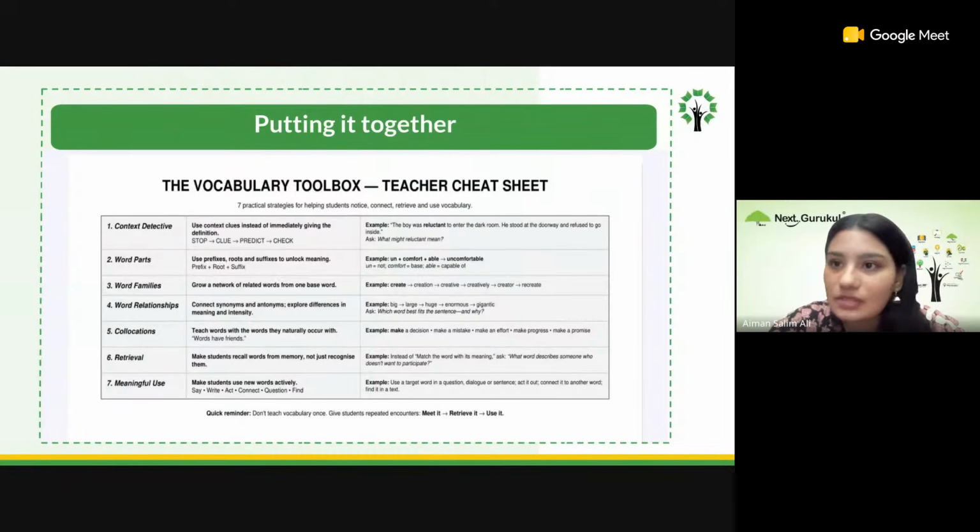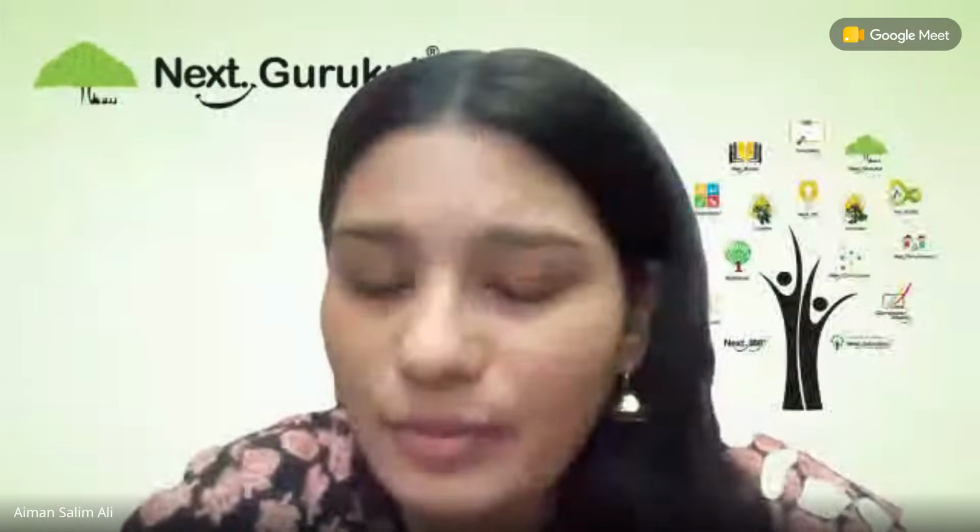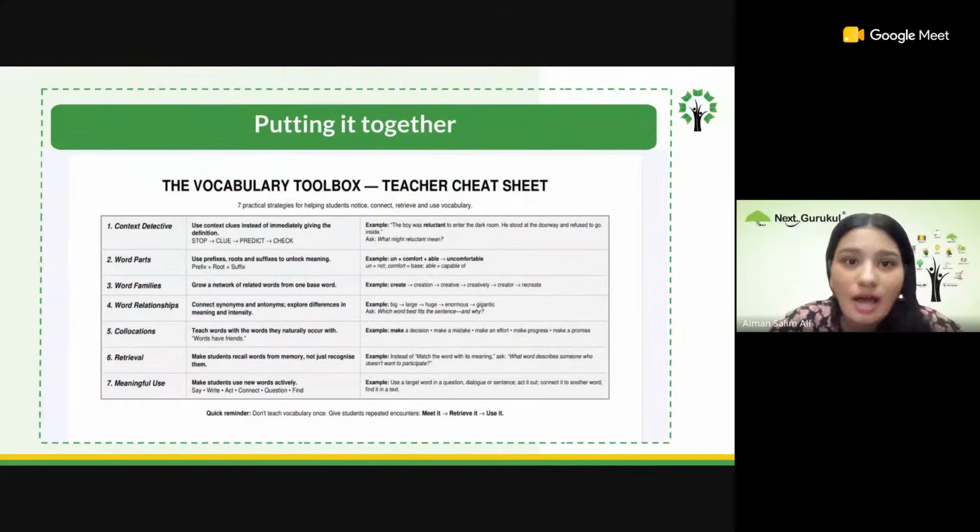Okay, I'm going to leave the screen on for 1 more minute so that everybody has a chance to take a screenshot. You know what? You can zoom in also. Wait, it's not zooming. Okay, I hope everybody has taken a screenshot.